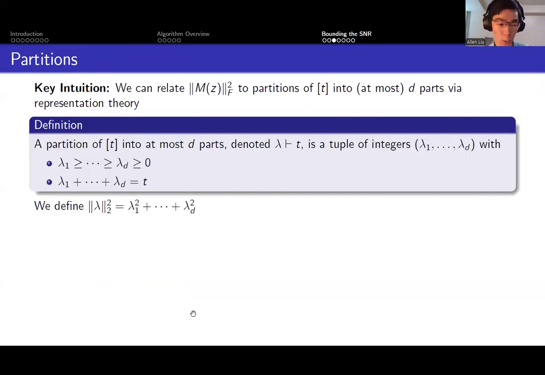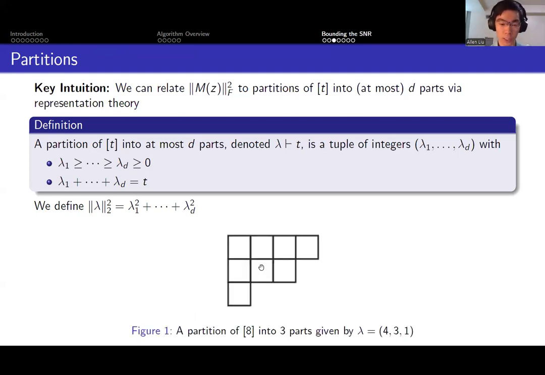So we define a partition of T into at most D parts. We just have a list of D non-negative integers that are sorted and sum to T. And so this is our partition. Then we can write the L2 of the partition lambda to be just the sum of the squares of the elements of the partition. So for example, here we have a partition of 8 into 3 parts given by 4, 3, and 1.